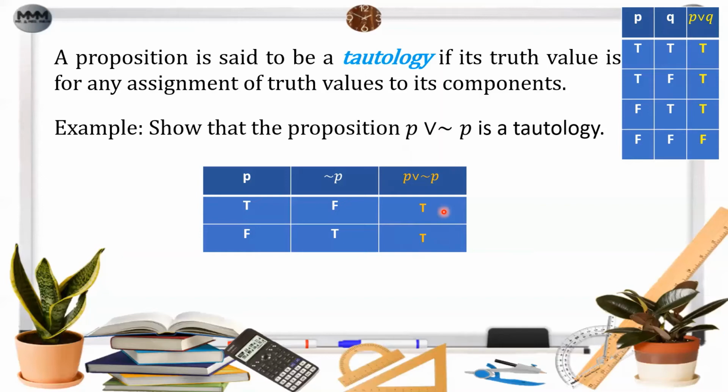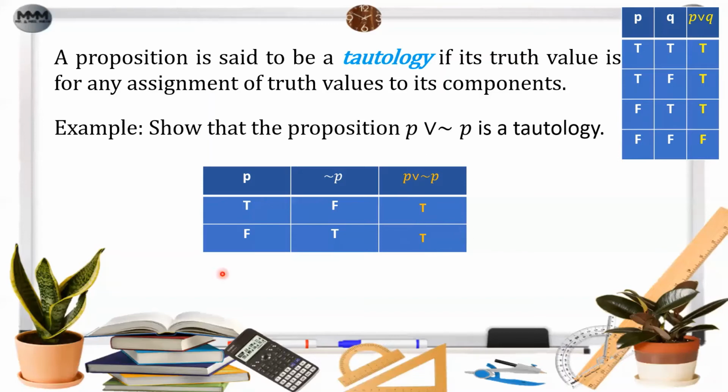It means the truth value is true or T for any assignment of truth values to its components. So as you can see here, we have any assignment of truth values. So TF, we have here FT, truth values to its components. So for any assignment, the result for our compound statement is T in the last column.